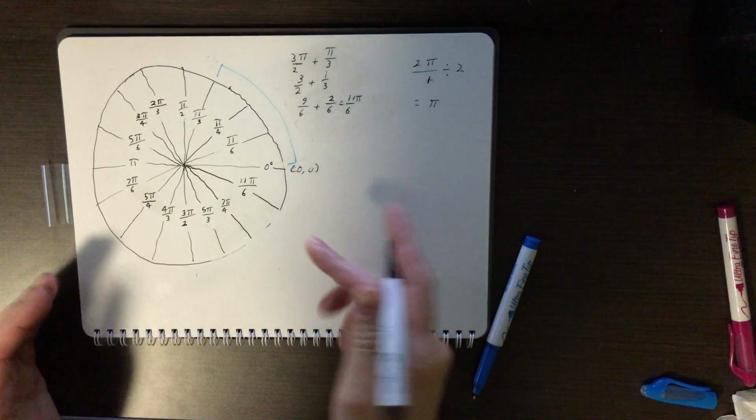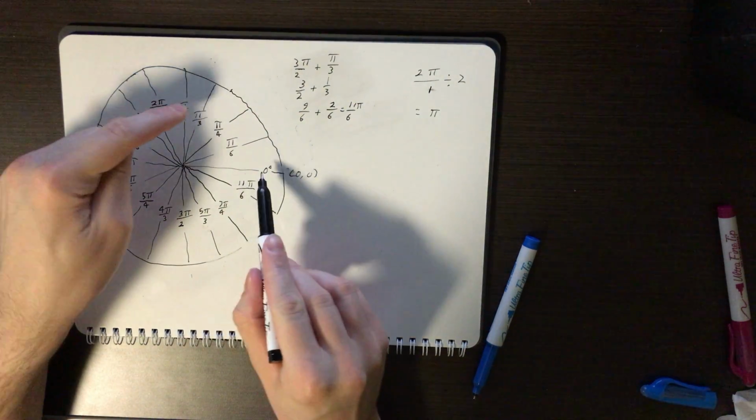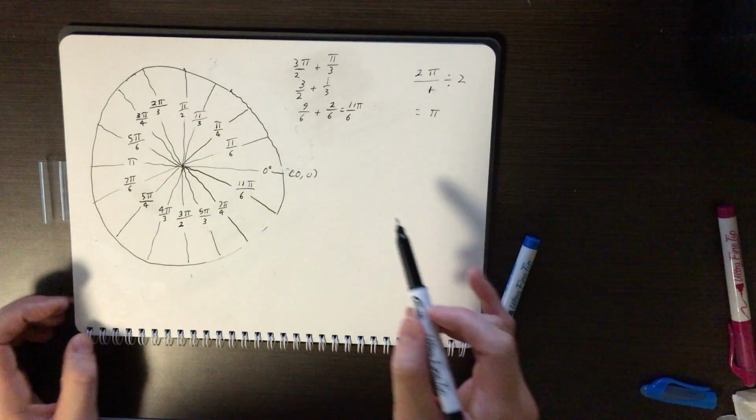And now we have all the measurements for the unit circle. And we figured it out by just using the first quadrant's values.